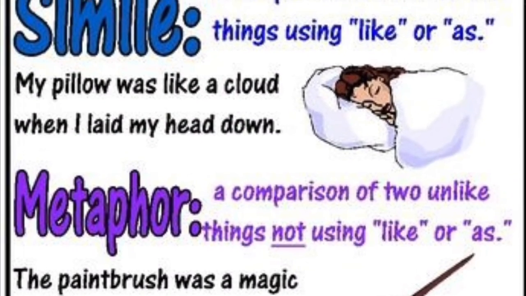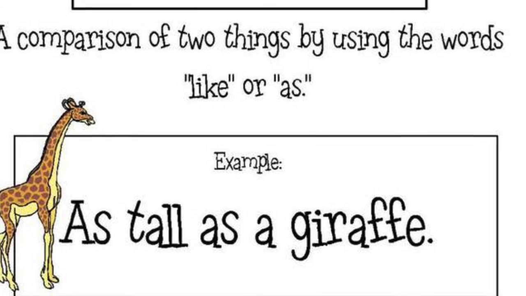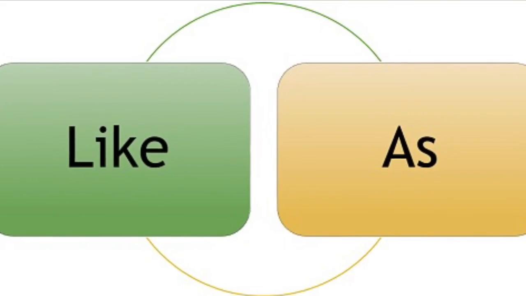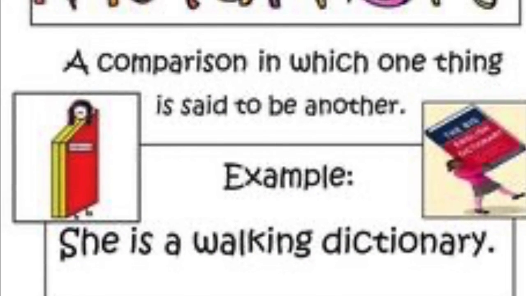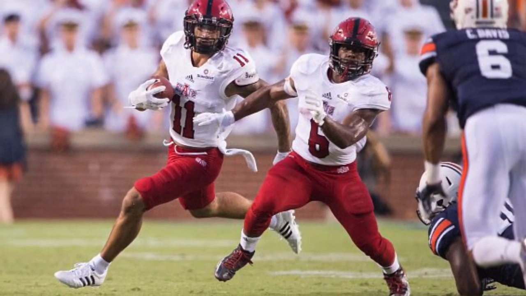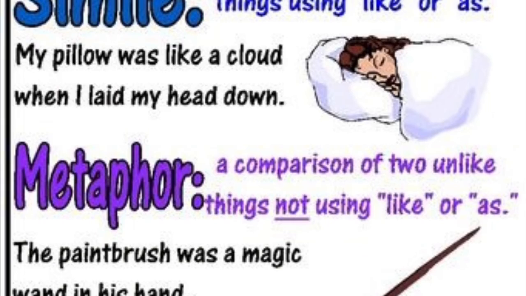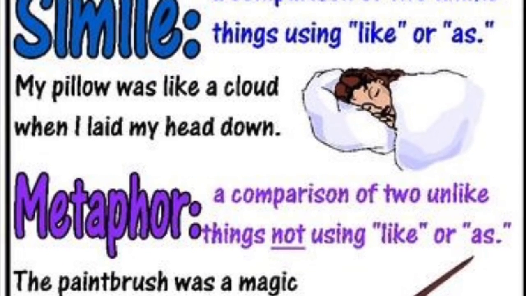Similes and metaphors are types of figurative language that compare two things. Similes use the words like or as to compare, and metaphors are a direct comparison. Simile. The football player was fast as lightning. Metaphor. He was lightning on the football field. Both are comparing the speed of a football player to the speed of the lightning.